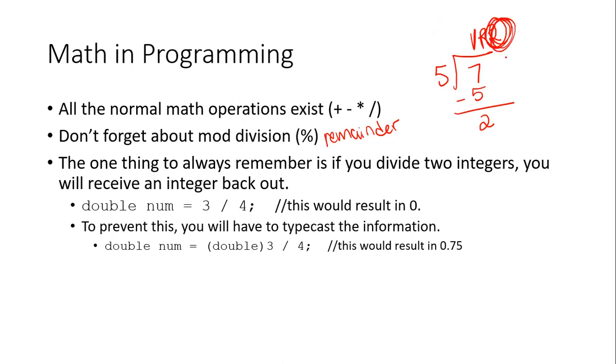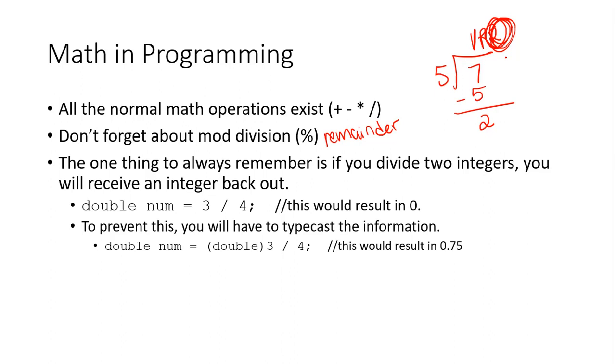Sometimes that's really useful in case they say we want the remainder after that. That could be very useful, like let's say in an FRQ, where you wouldn't have to write a bunch of code, you could just use the mod division. The other really important thing to remember in math in Java: if you divide 2 integers, you will receive an integer back out. And this is something they love to throw on FRQs, just because it's hard to remember this.